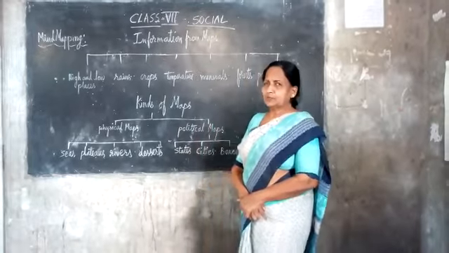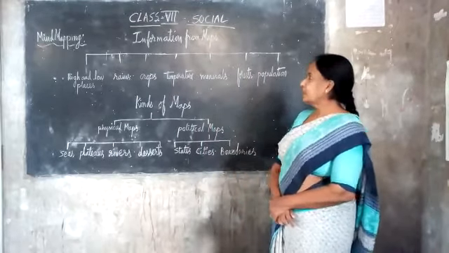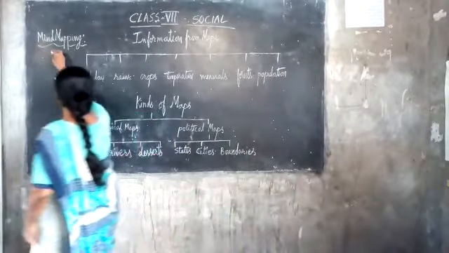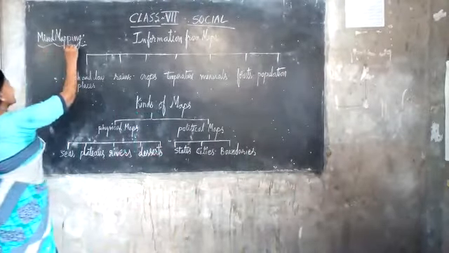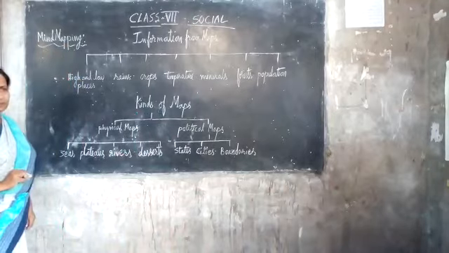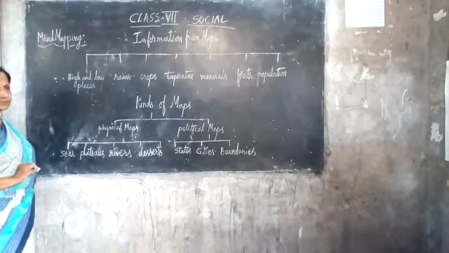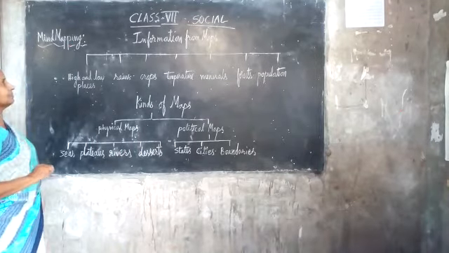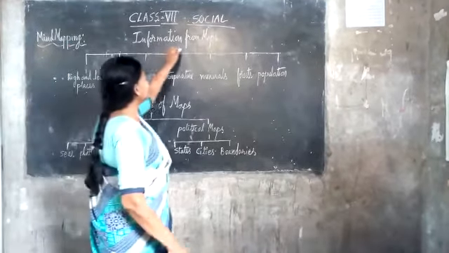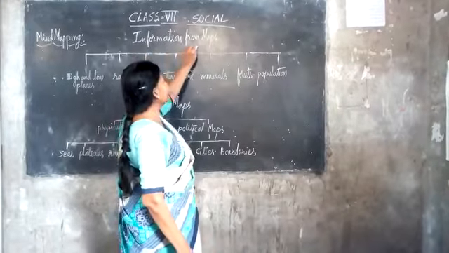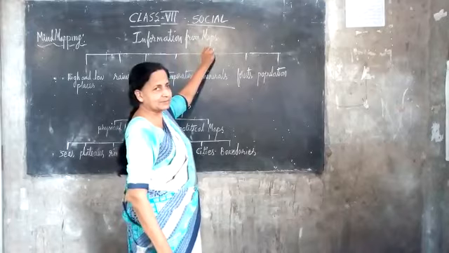Today we are going to discuss mind mapping. What do you mean by mind mapping? How to read maps with our mind. Mind mapping. Information from maps. How do we get the information from maps?